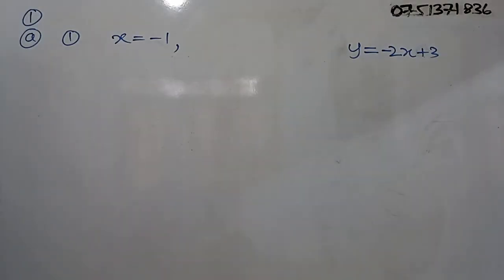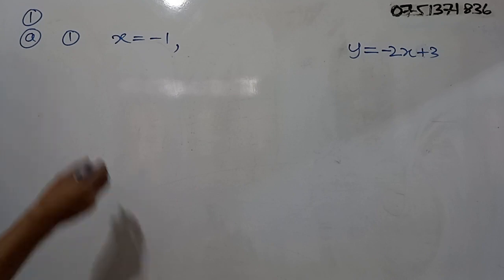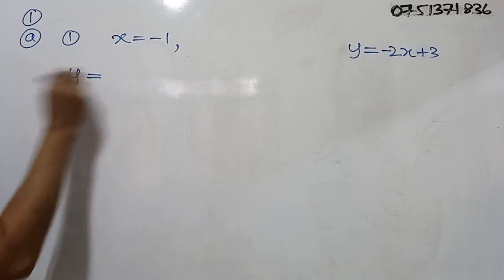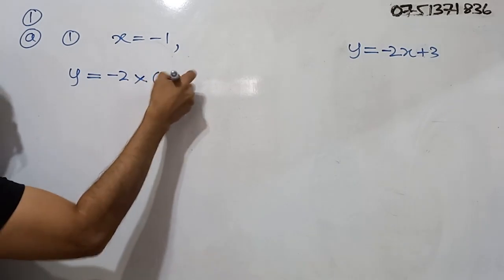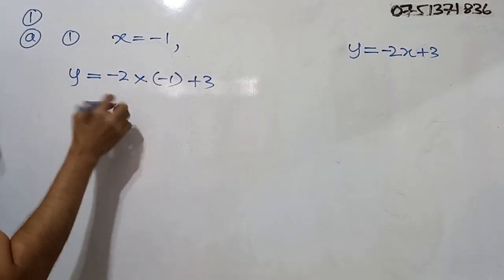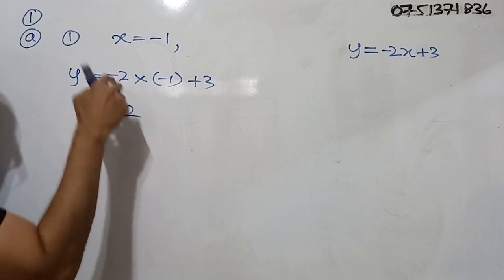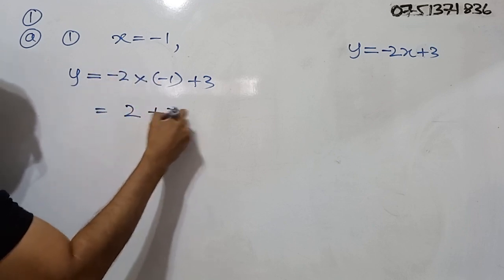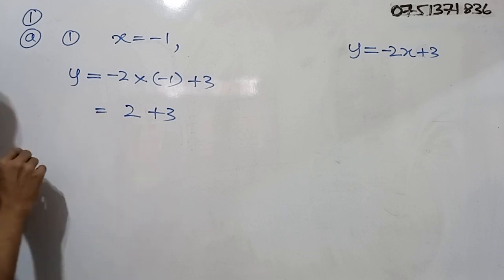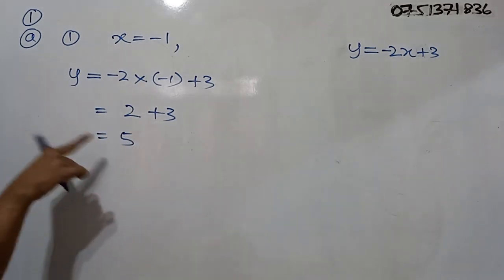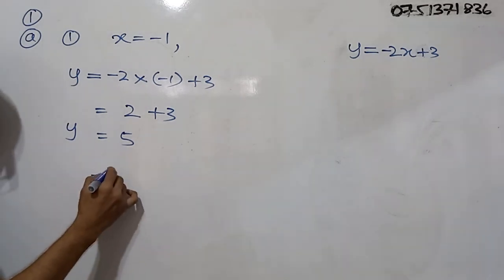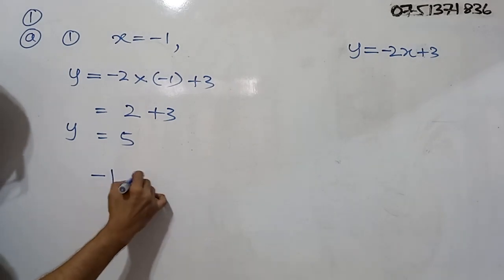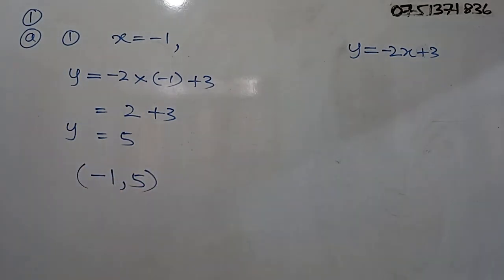Okay, so we will find the value when x is equal to negative 1. So y is equal to what? This is the equation. So negative 2 into negative 1 plus 3. So 2 into 1, that is 2. Negative into negative, this is positive. So we get positive 2 plus 3. So we will be getting 5 as the value for y. That means when the x value is negative 1, the y value will be positive 5.